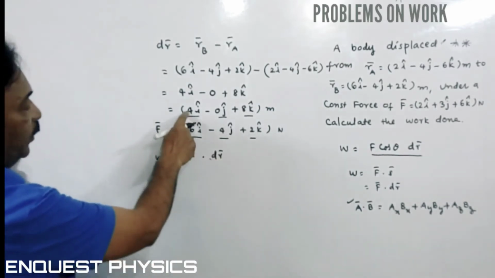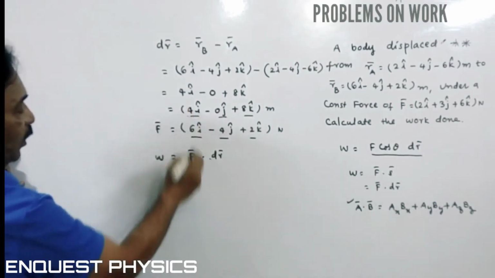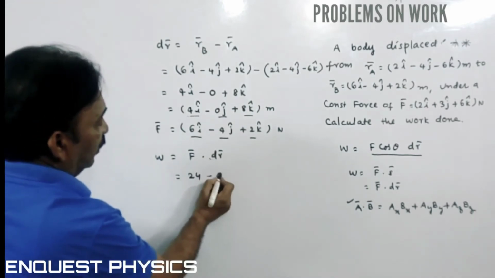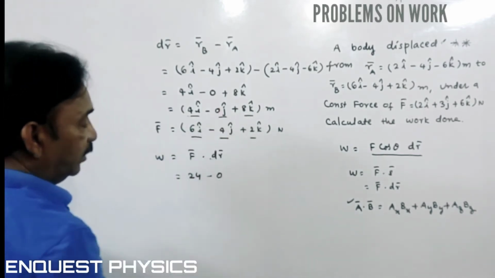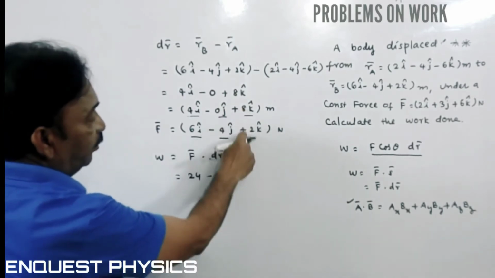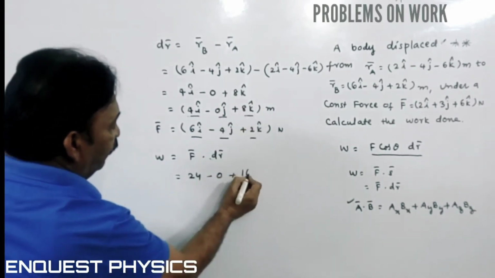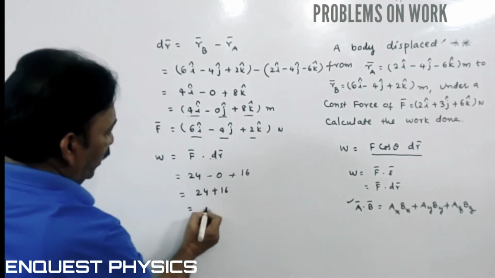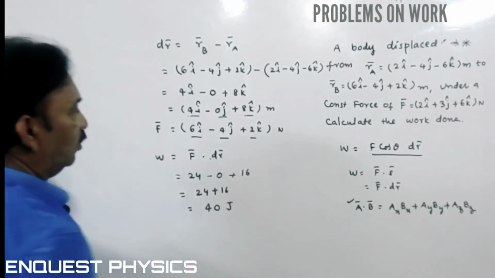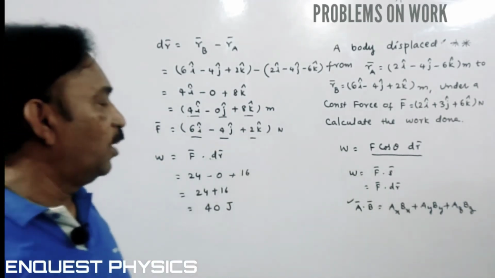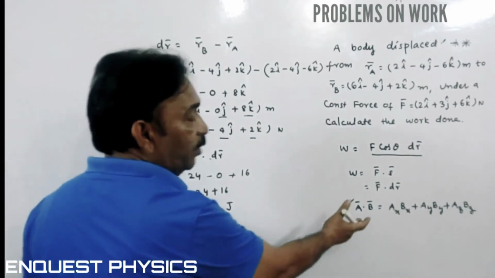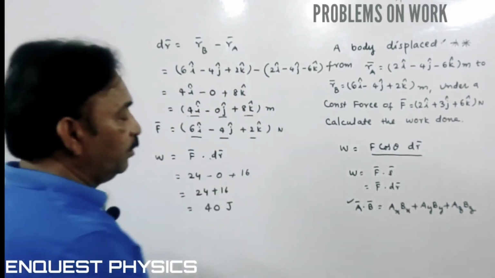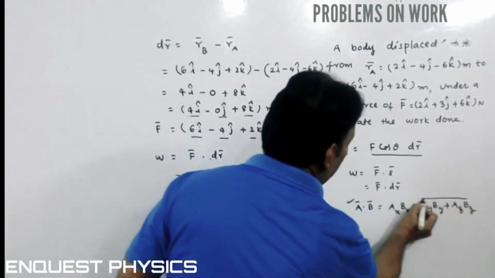Okay, ax bx, 4 into 6, 24. Okay students, and 0 for ay by, plus az bz, 8 into 2, 16. Okay students, it is 24 plus 16, it is 40 joule. I hope you understood this problem. To understand this problem, you have to remember the dot product of the vectors, then only it might be easier for you. Or simply remember this relation.